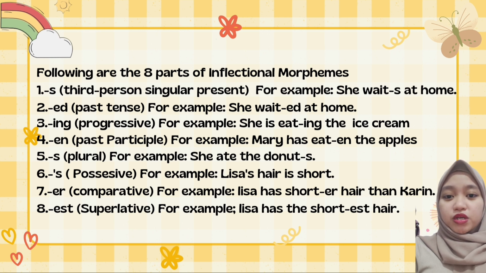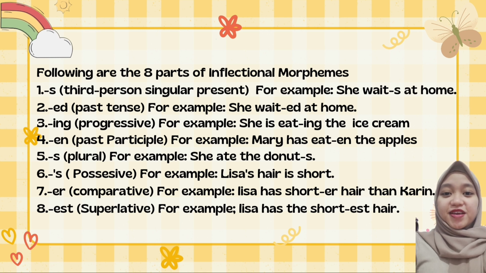Fifth, s, plural. For example, she ate the donuts. Sixth, 's, possessive. For example, Lisa's hair is short. Seventh, er, comparative. For example, Lisa has shorter hair than Karen. Eighth, est, superlative. For example, Lisa has the shortest hair.